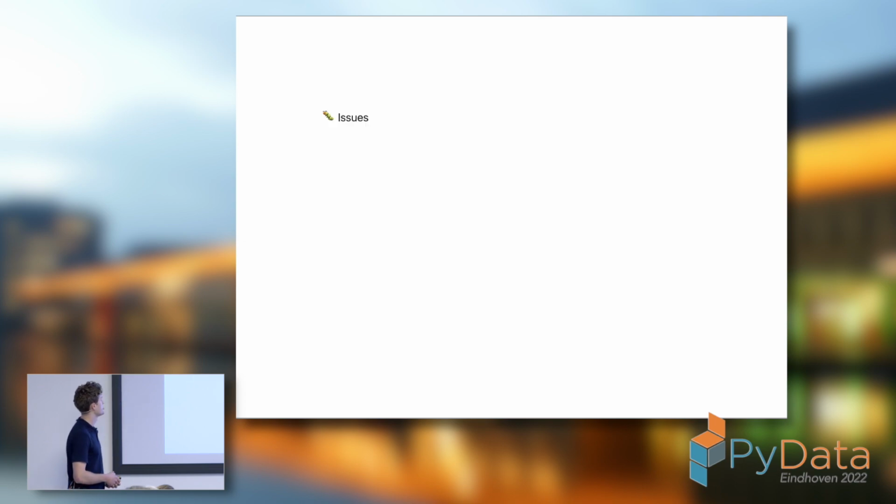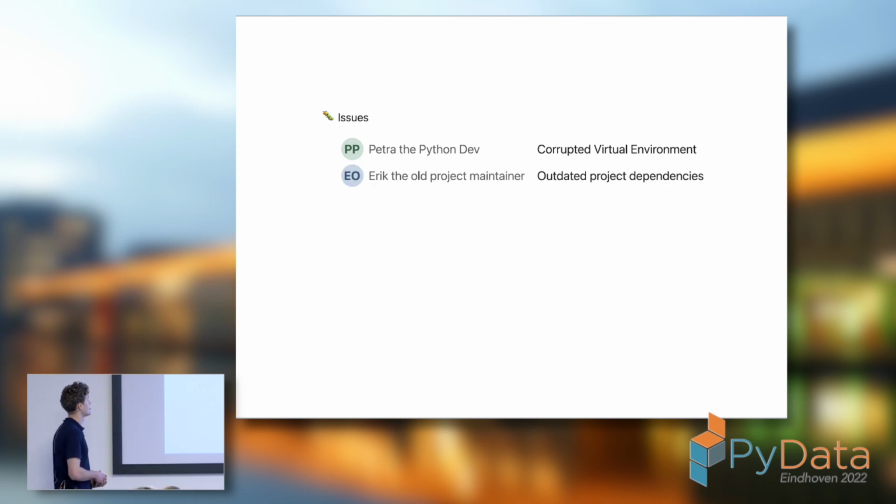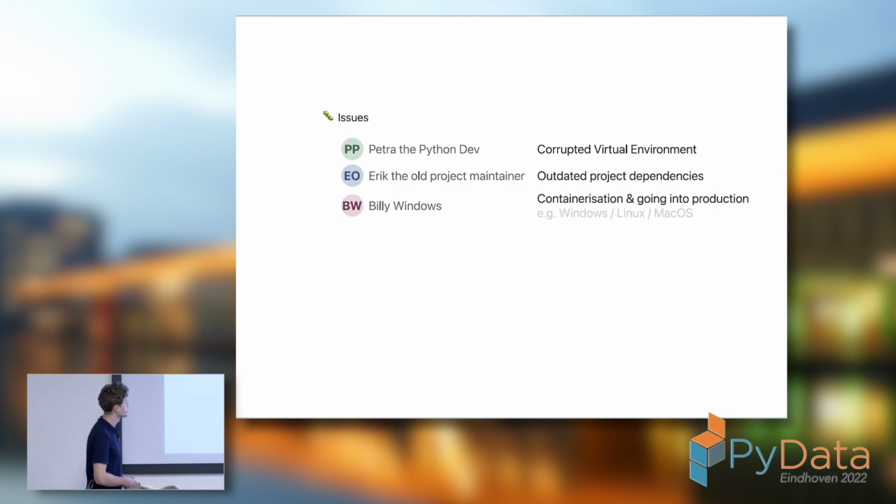All right, so let's maybe line up what kind of issues we ran into. First, we had Petra. We had a corrupt virtual environment. Then Eric, the old project maintainer, he has outdated project dependencies with respect to the system or the environment that it was initially built for. Then Billy Windows, he has problems in containerization and going into production with a mismatch of systems between the development machine and the production environment.